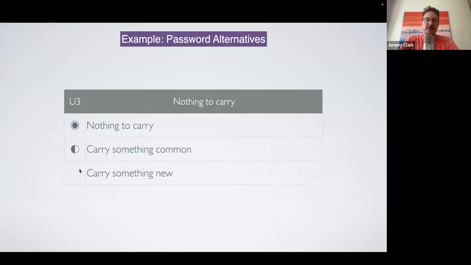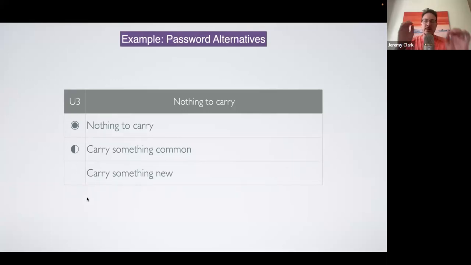And then if I carry something new, like an RSA hardware token, it's something you're only carrying around to log in. It's not something you even owned before. Say Concordia makes you use it to log into Moodle or whatever, then it's something new to carry, and you're not going to get the dot.